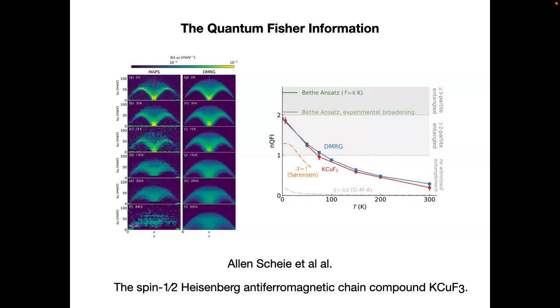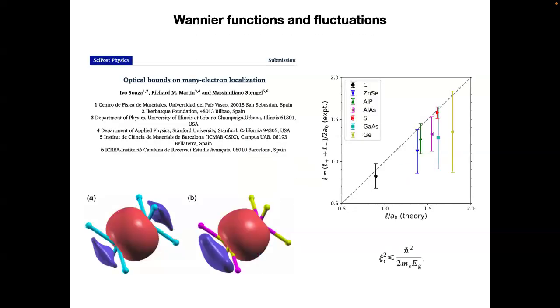So I was just going to show something about the quantum Fisher information. This is from some data from Alan Shea, but I've got a few more minutes left, so let me show a few more things about this. And this is from another paper of Sousa and Martin, along with another collaborator. They basically show that you can use the sum rule to bound the size of wave functions. This is for some materials that we might not be as interested in in the quantum materials community, things like diamond or silicon or gallium arsenide, but nevertheless are important benchmarks.